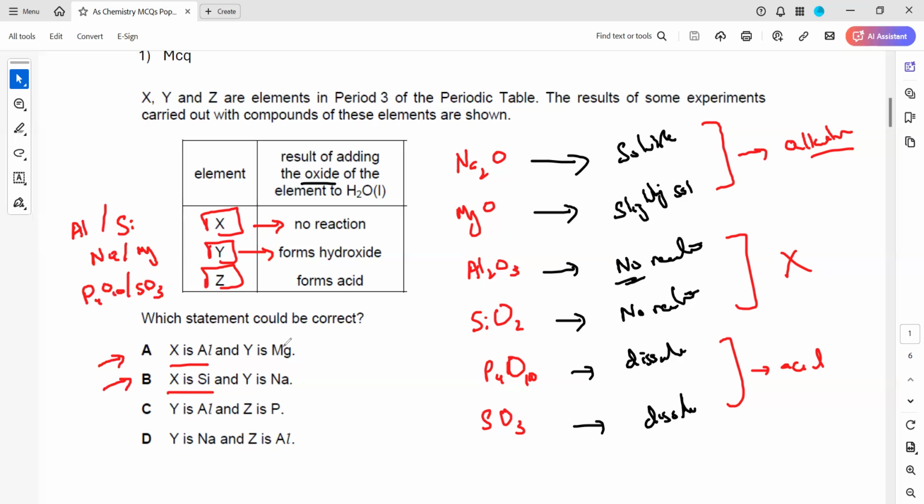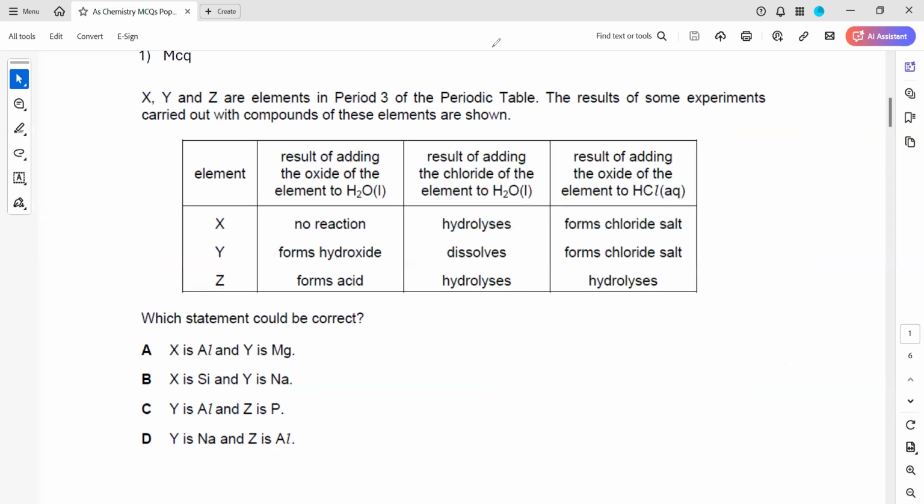Is it clear till this point? The first. And the second point, what is written is that Y could be magnesium or Y could be sodium. So the possibilities are there. We have A and B as the possible right answers from the first piece of information which is given. Results of adding chloride to water. If we add the chlorides, we are left with only two options, A and B.